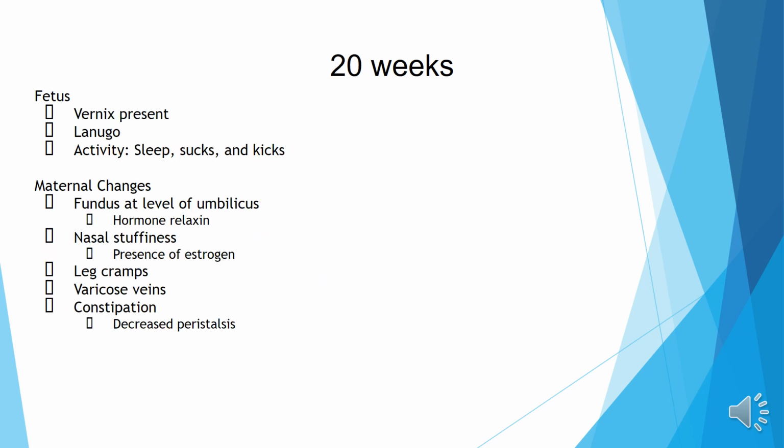At 20 weeks, this is about when we're going to be doing that anatomy scan ultrasound, that second trimester ultrasound. Vernix is present. There's lanugo, or hair, present on the baby's body. Activities going on with that baby: they are sleeping, they are able to suck, and you can sometimes see that on ultrasound. And they're kicking. So hopefully mom has felt baby move at this time.